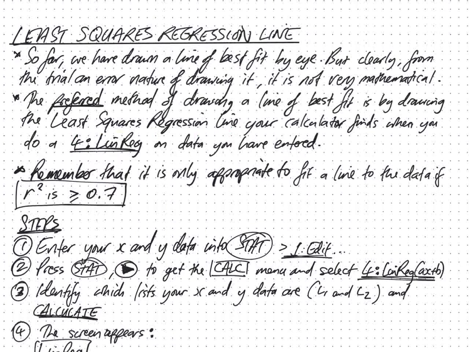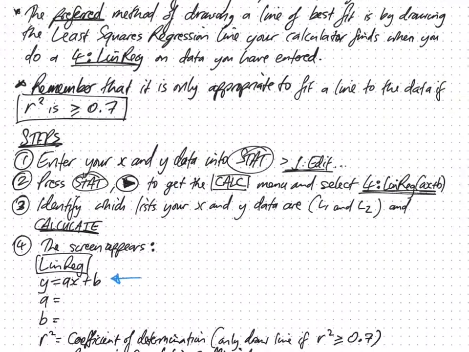So the calculator actually tries to find a straight line that is as close as possible to all of the data points in your data at the same time. So that's why it's called a line of best fit. But the formal name for it is the least squares regression line. Now just remember that we're only fitting a line to the data if r squared, the coefficient of determination, is at least 0.7. It's only strong enough when it's 0.7.